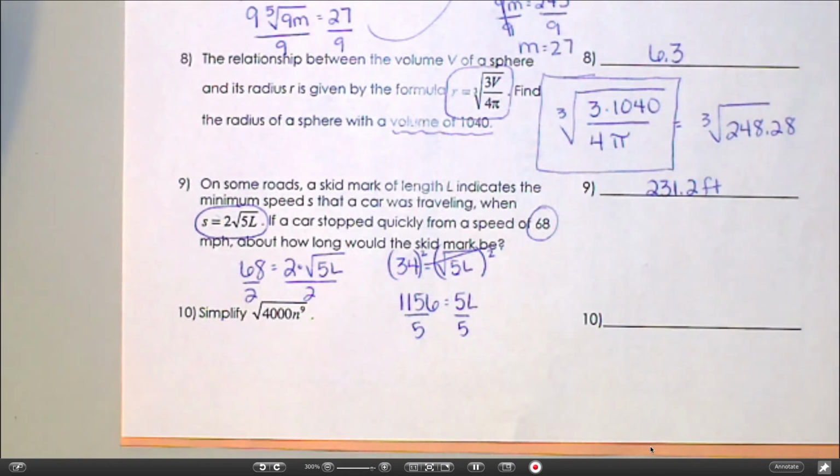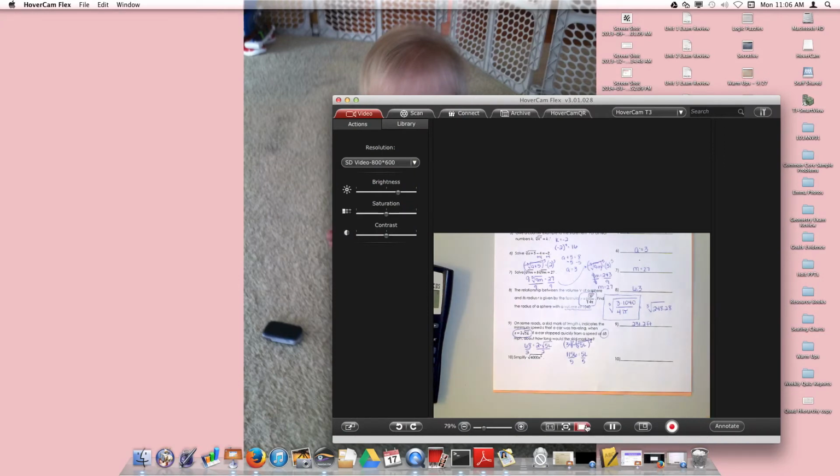I only got one wrong. Very nice. Good. And number 10 is just a simple simplify. How am I doing on time? Okay, we can do it.